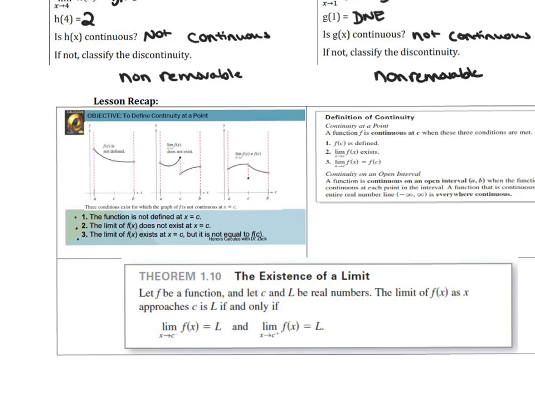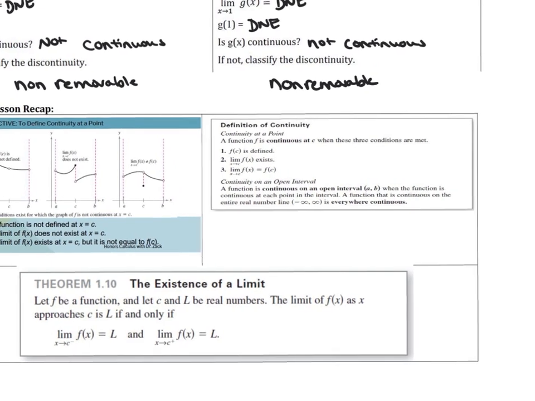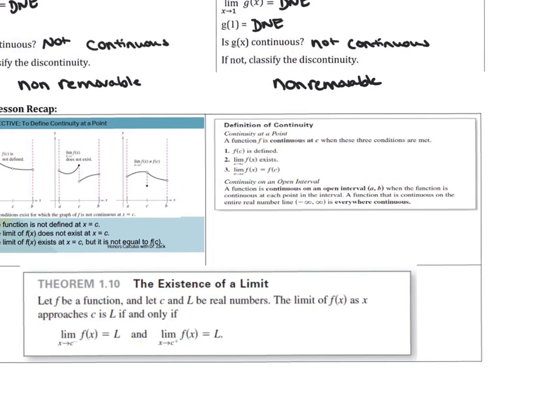Here's the formal definition of continuity, and just a quick reminder that functions can be continuous on an open interval, so a specific part of it, or they can be everywhere continuous if the function is continuous from negative infinity to infinity. And then I included the existence of a limit just as a reminder that a limit only exists if the limit from the left is equal to the limit from the right.